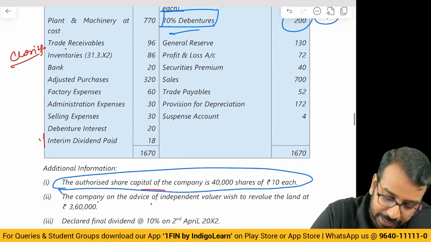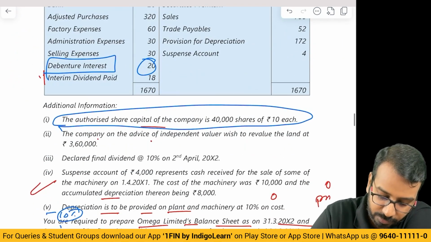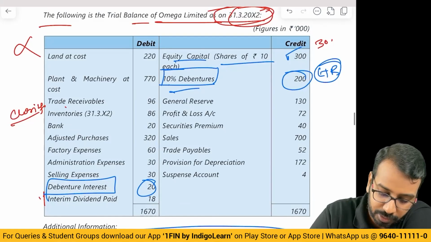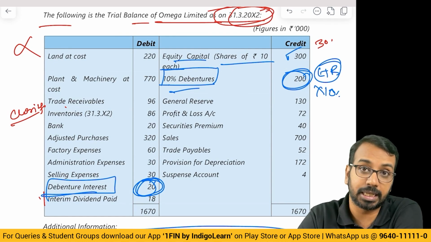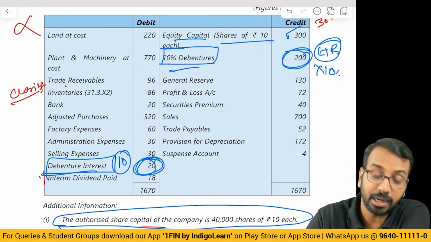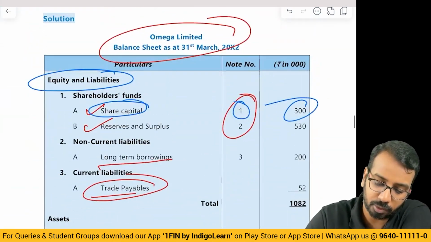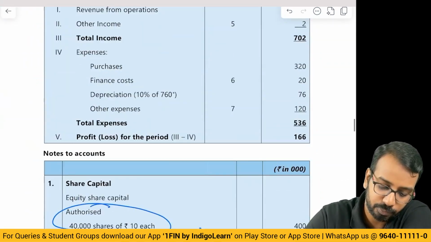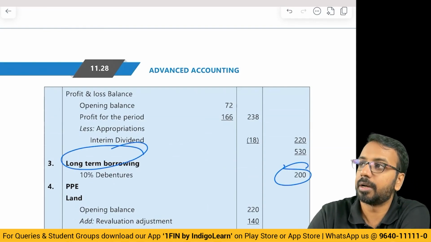Oh, they have given here, no, debenture interest 20 is given here. So I don't need to make an adjustment. My bad. Debenture interest of 20 is given, 200 into 10% is 20. So I don't need to provide separately. But if this was not 20, this was only 10, for 10 I had to provide separately. So long-term debentures, long-term borrowings 200. Long-term borrowings 200.